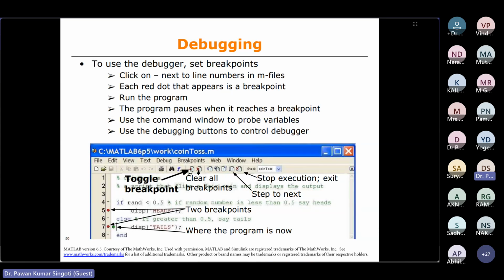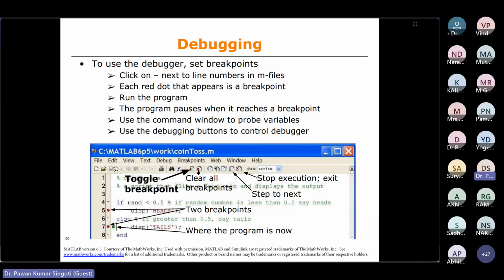Okay, so one more point: Clear all breakpoints will clear all the breakpoints when we have rectified all the problems. At every step, at the fifth point, 10th point, 50th point, you can add breakpoints. Up to which length you want to execute your program is also possible in MATLAB. Okay, so click on the next line numbers in the M file.